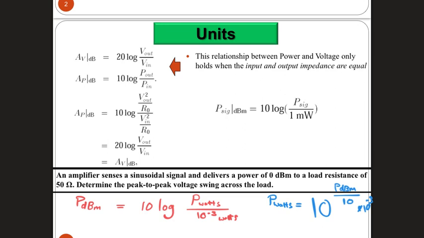An amplifier senses a sinusoidal signal and delivers a power of 0 dBm to a load resistance of 50 ohm. Determine the peak-to-peak voltage swing across the load resistor. Let's try to calculate that. I don't want a value, I want a methodology. Try to tell me what the steps are to calculate this.